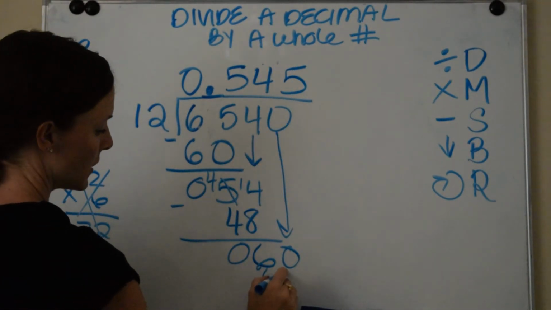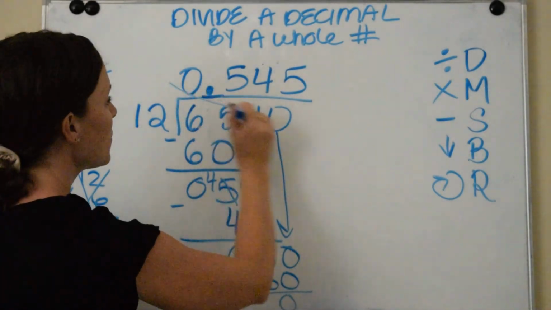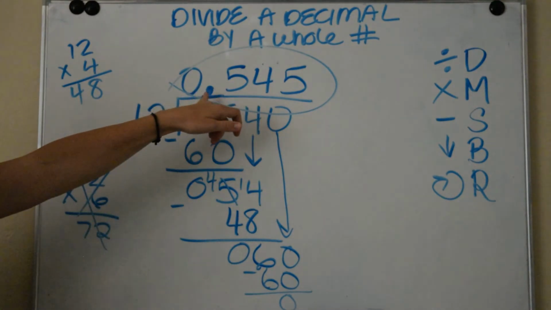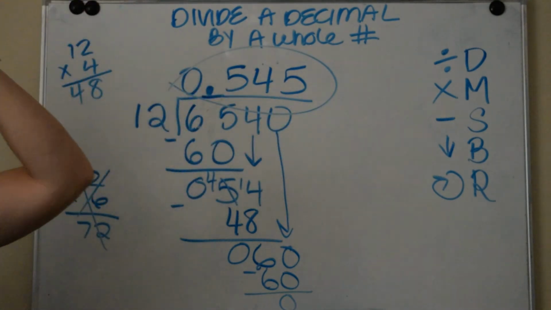5 times 12 is 60. I subtract, I have 0. I have nothing else to bring down, so there's my answer. And notice our decimal is in the answer. Our answer is 0 and 545 thousandths.